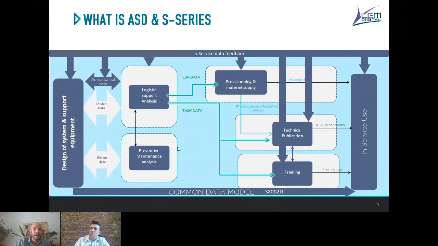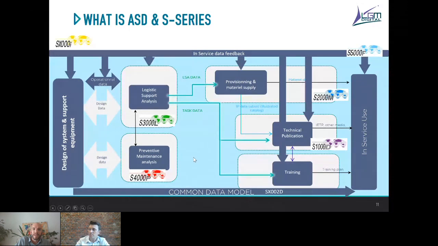And to unify the data exchange, we have the SX002B, which is named the common data model. I will focus on the common data model just after. And so all these specifications are held by the SX000I, which is the specification which talks about ILS. It's the specification to unify all other specifications.